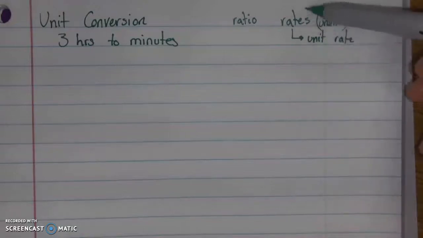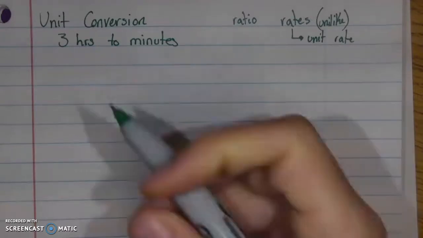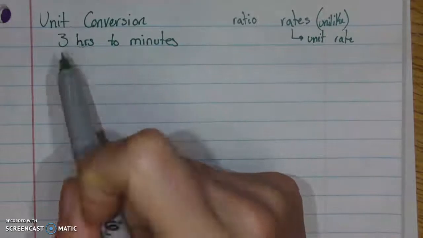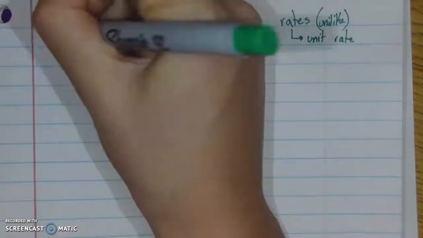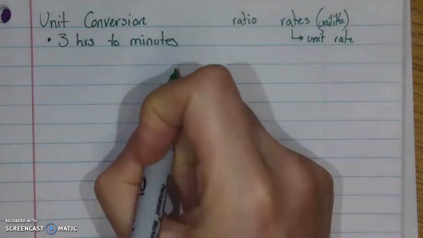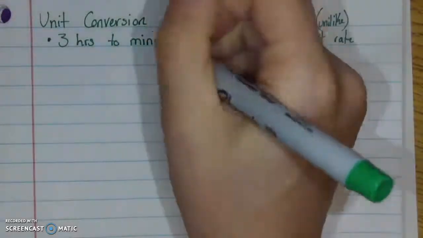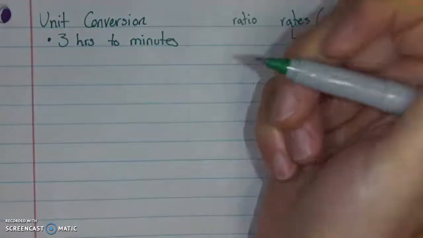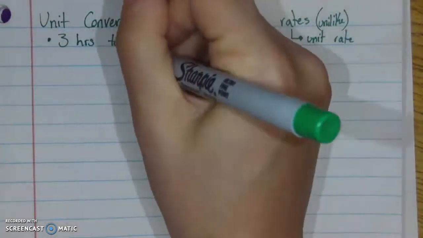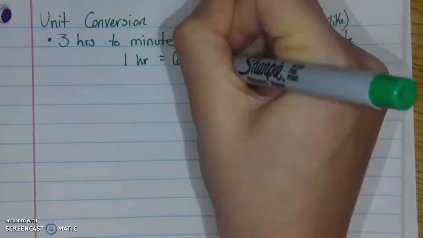What we're going to do today, though, is look at a specific sort of rate, and those are going to be our conversions. So we're going to start with one that you can probably do without any help from a new algebra technique, and that is switch 3 hours into minutes. Now this actually uses a rate, because what we're really looking at is how many minutes there are in an hour, or how many hours there are in a minute. And we know that for every 1 hour, we have 60 minutes.